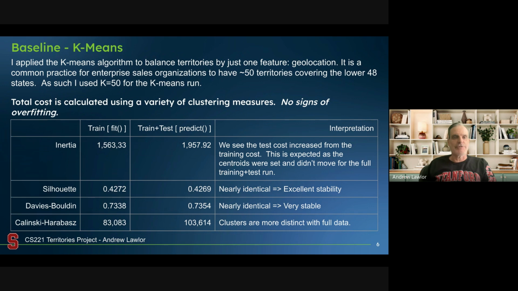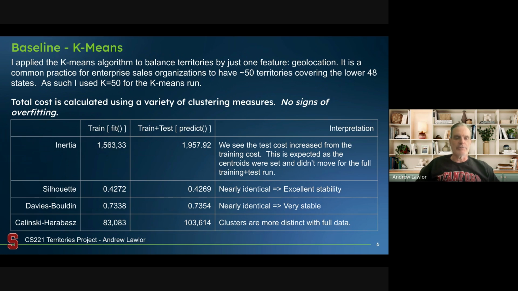Our baseline uses the k-means algorithm. We use k equals 50 for 50 territories, which is pretty common among enterprise sales teams in the US. We measure the total cost of these found territories using a variety of measures. With inertia, which is unique to k-means, we see that the full data set has a higher cost, as we would expect, when compared to the training data set, as the centroids and territory definitions do not change once they are trained. So we get a higher cost when looking at the full data set.